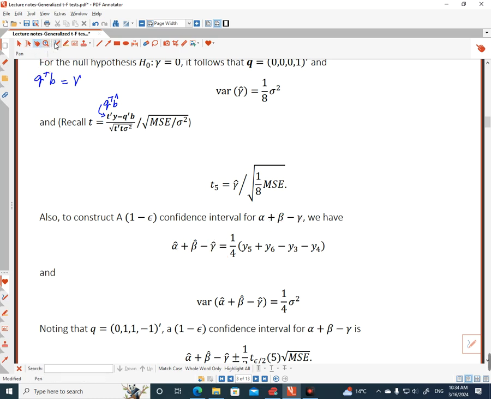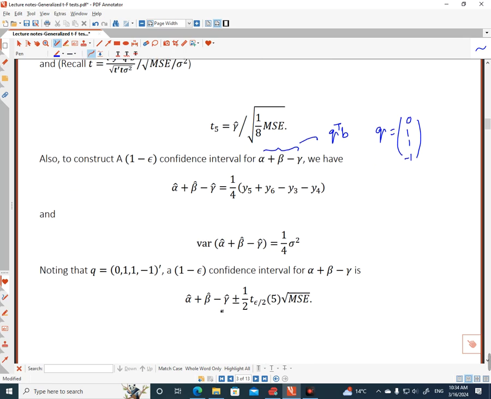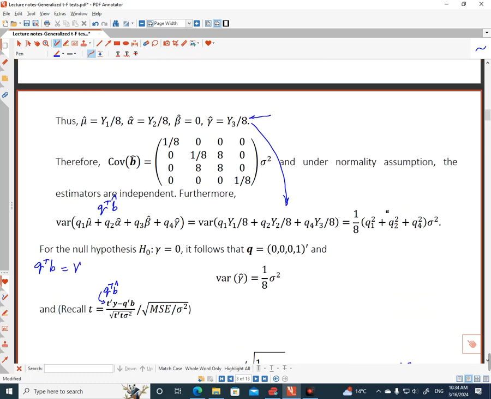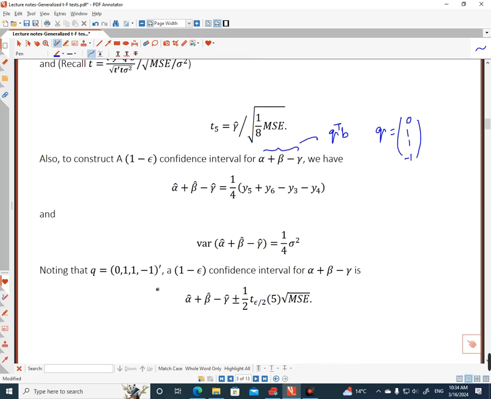This linear function is obtained by q prime b, where q is given by 0, 1, 1, minus 1. So you can obtain it this way. And you also need the variance for the denominator. So the variance can be obtained easily based on the formula that we have here. And finally, the 1 minus epsilon confidence interval for this linear function is given by this formula.